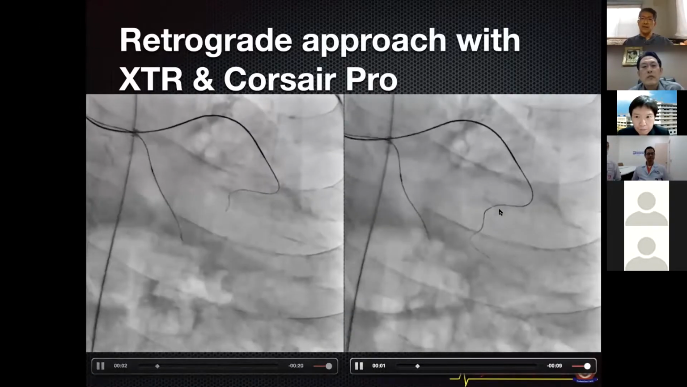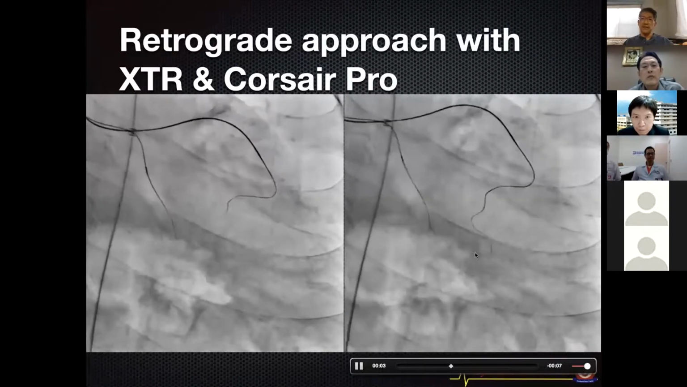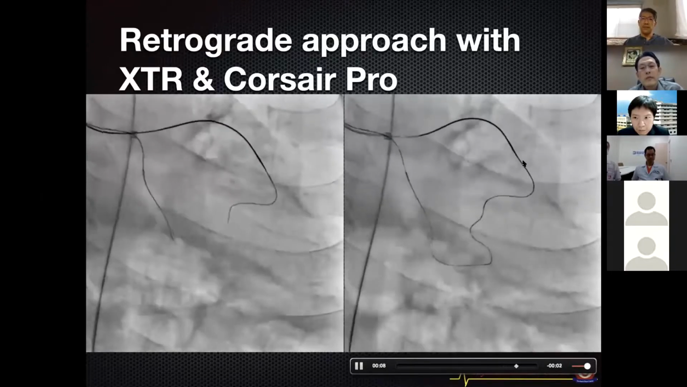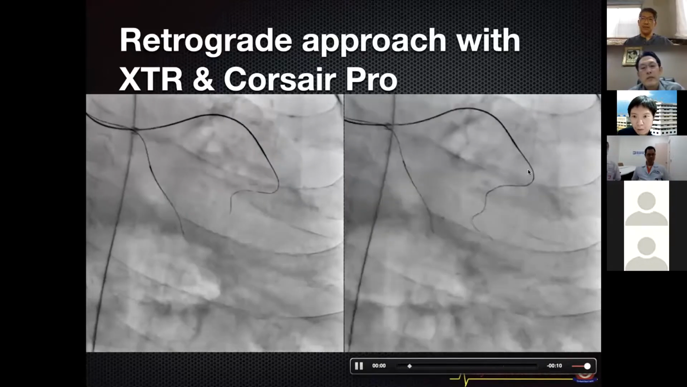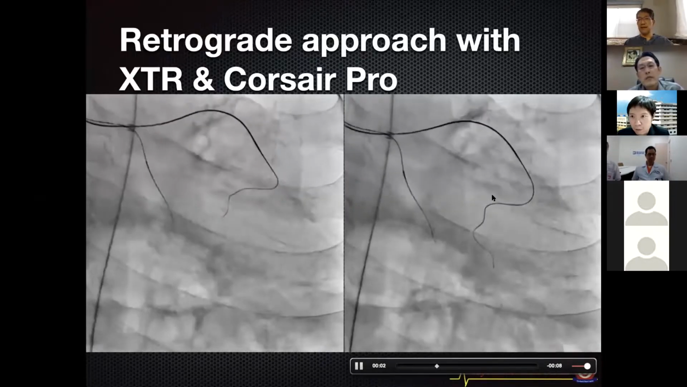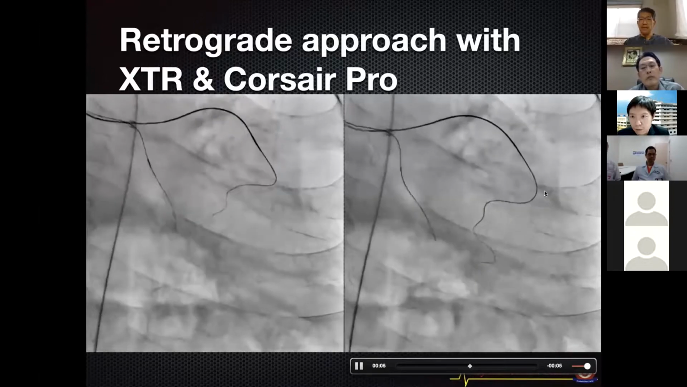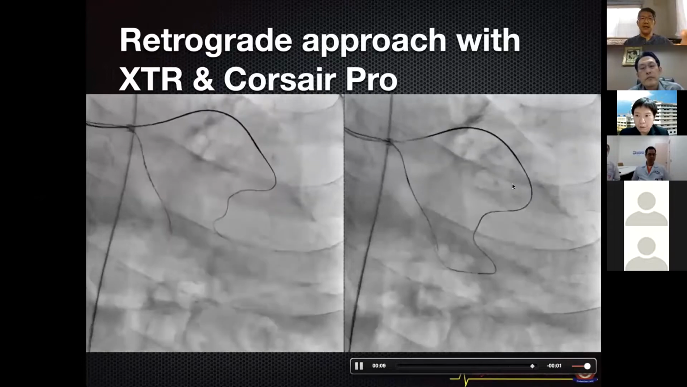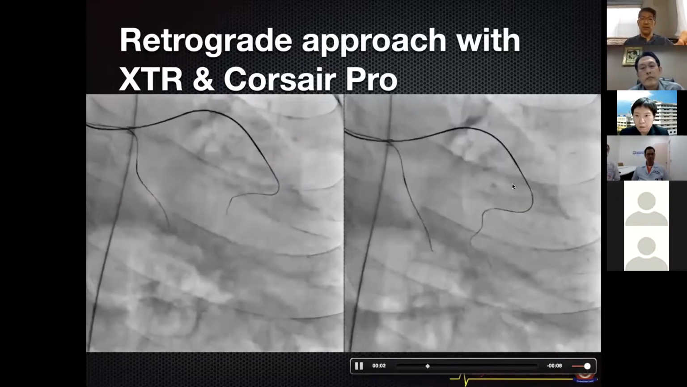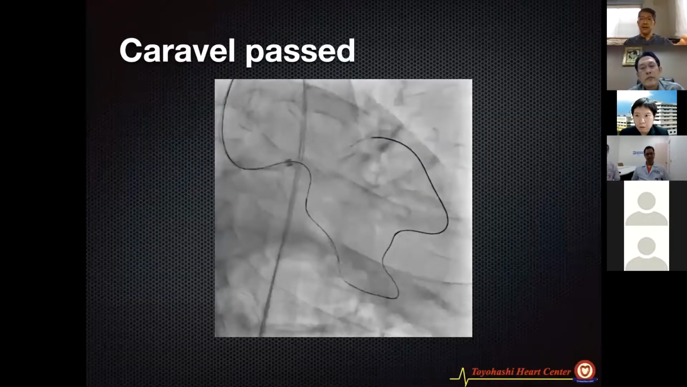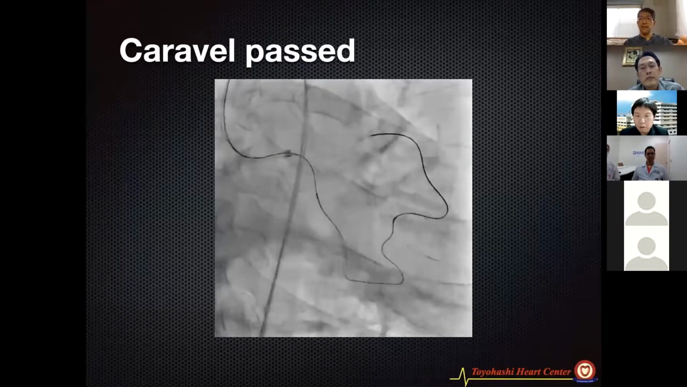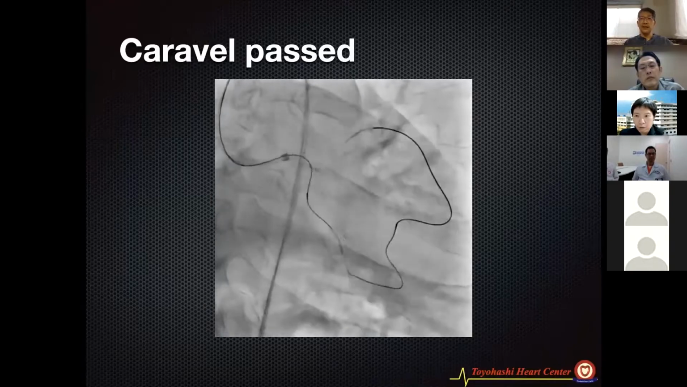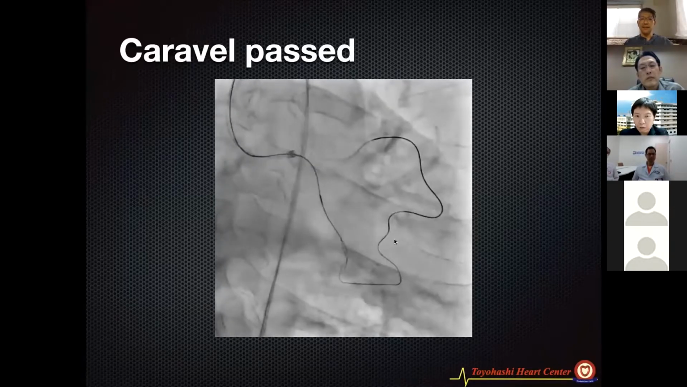Yeah, XTR could pass through this channel, but this is a Corsair Pro. Unfortunately, Corsair Pro couldn't pass through this part because this channel is too tight and too tortuous for Corsair Pro. But as you can see, the Caravel passes through this channel easily and smoothly like this. This is a Caravel.